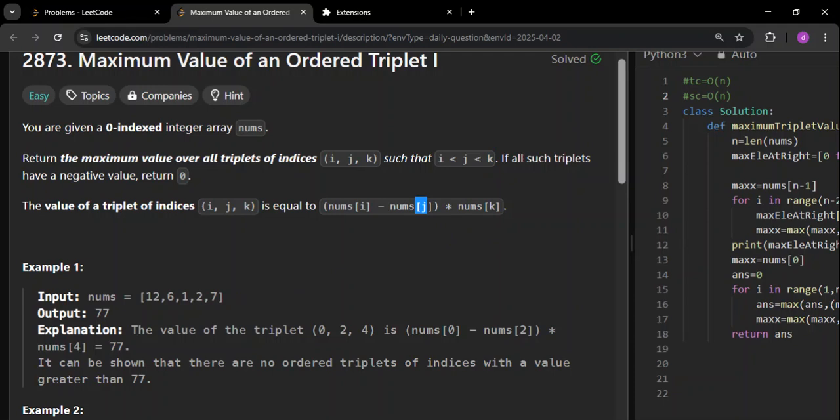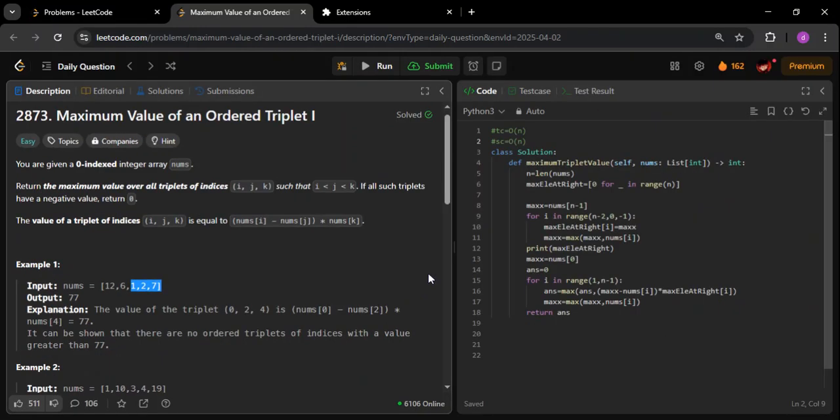For example, if j is here, from this particular index I need to know, towards the right, what is the largest value available. If this particular 6 is at index number 1, let us say j equals index 1. We need to know the value towards the right of j which is largest. So we have to cache that value. For doing that, I am creating this particular array, max element at right.